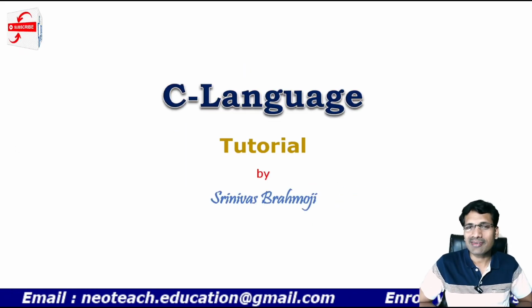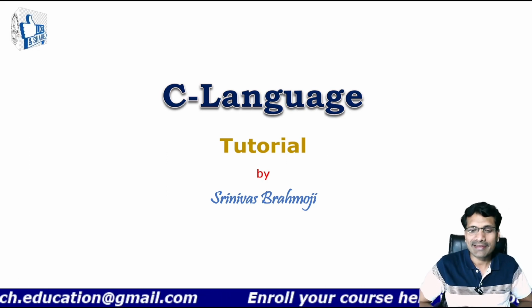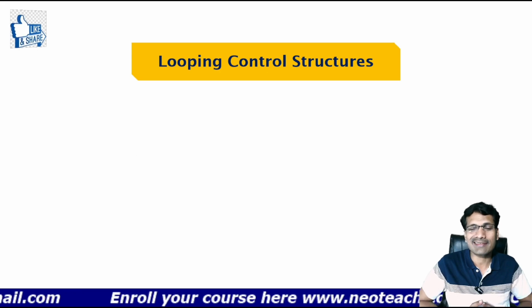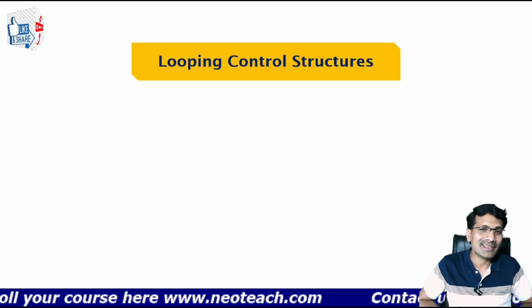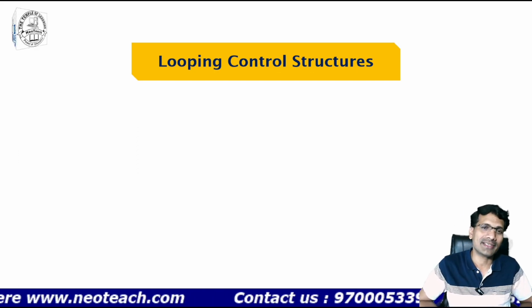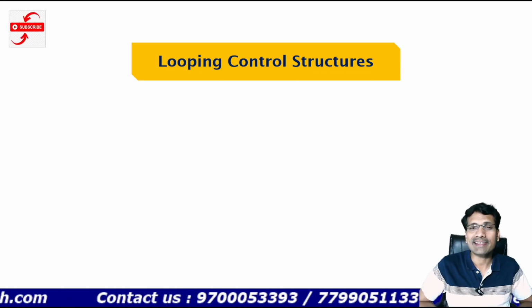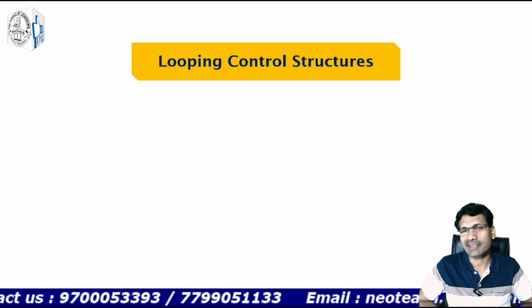This is the time to start the second level in control structures. In the first level, we discussed selection statements. What do you mean by selection statements? Conditional or branching control structures. That topic was completed successfully till the last video. In this video, I am going to cover the second topic of control structures: looping control structures.